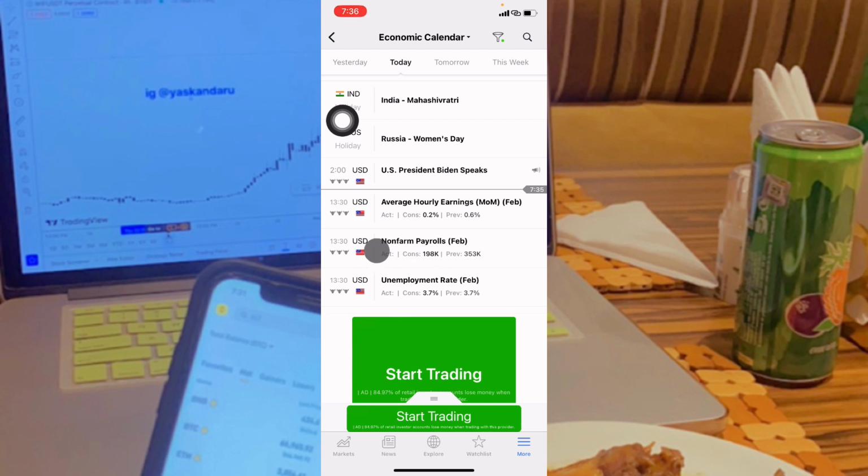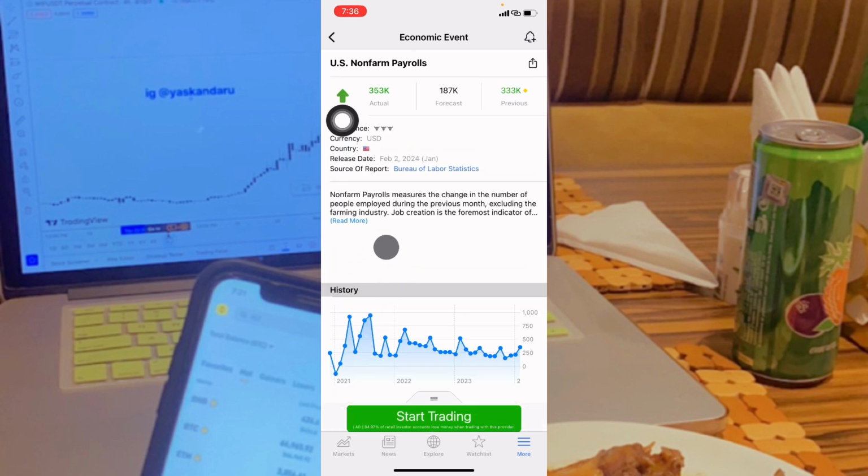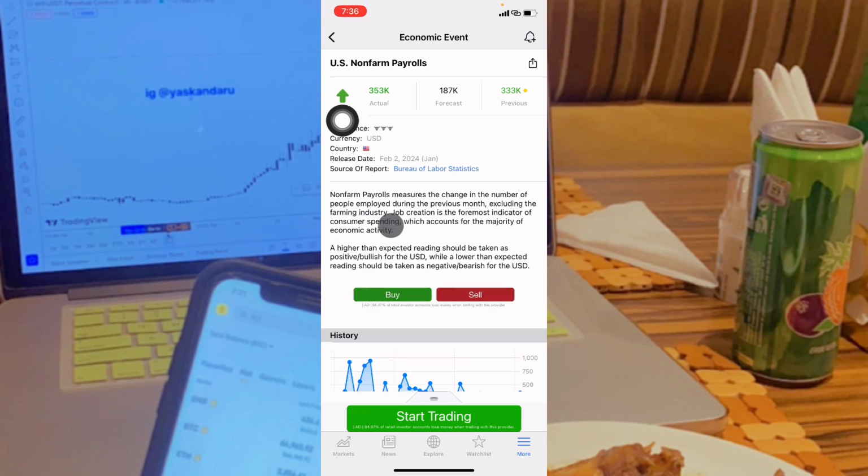So now let's click on this non-farm payroll here. So when we click on it, you can see they said it measures the change in number of people who got employed. If the number of people who got employed in the United States over the previous month is high, then this means the economy is doing well. But if people are always losing their job and the government is not able to provide jobs for them, then that means the economy is not doing well.